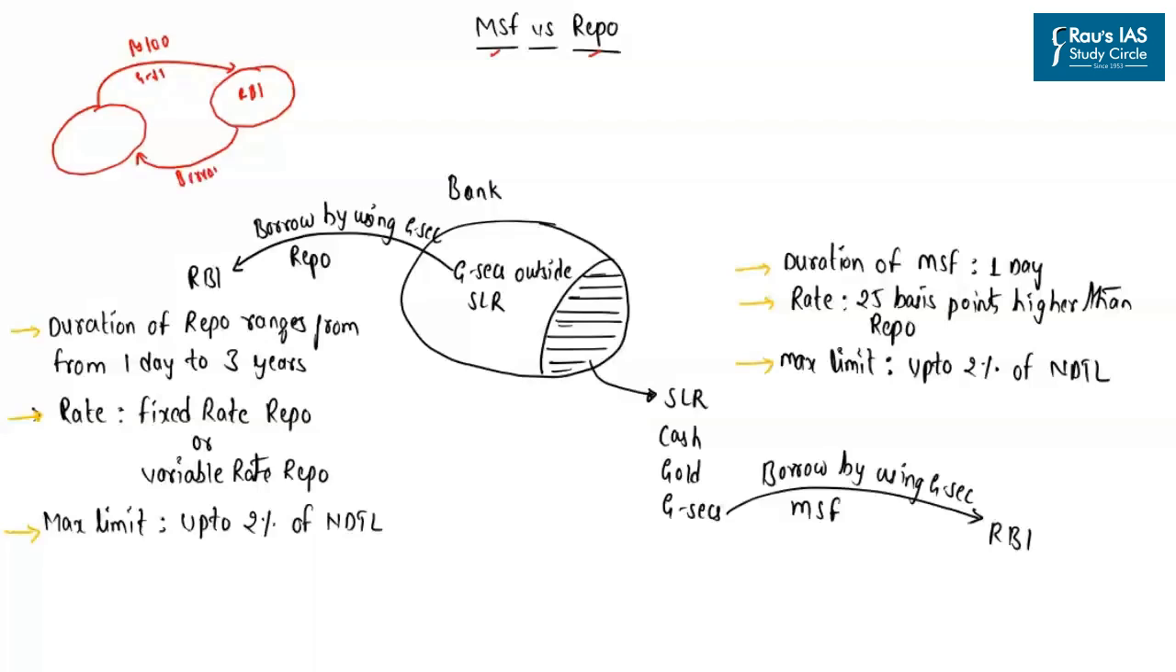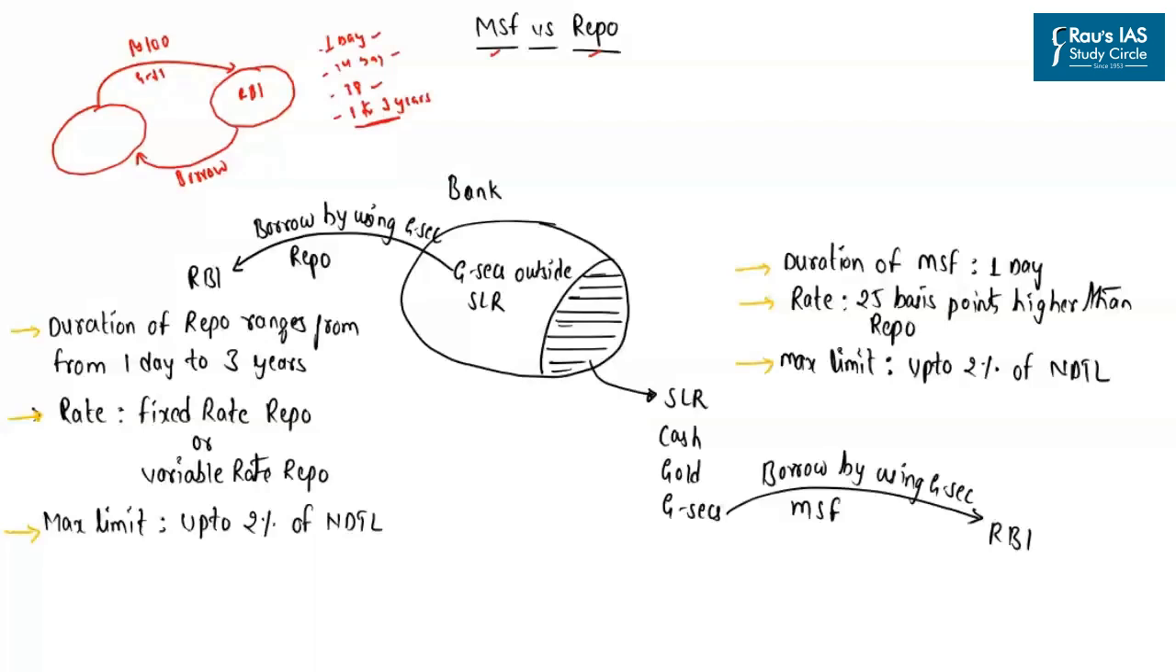These repos can be of different durations. For example, we could have an overnight repo whose duration is 1 day. You could have 14-day repos. You could have 28-day repos. And now we even have long-term repos ranging from 1 to 3 years. So the maturity period of a repo could be 1 day, 14 days, 28 days, or even long-term repos whose maturity ranges from 1 to 3 years.